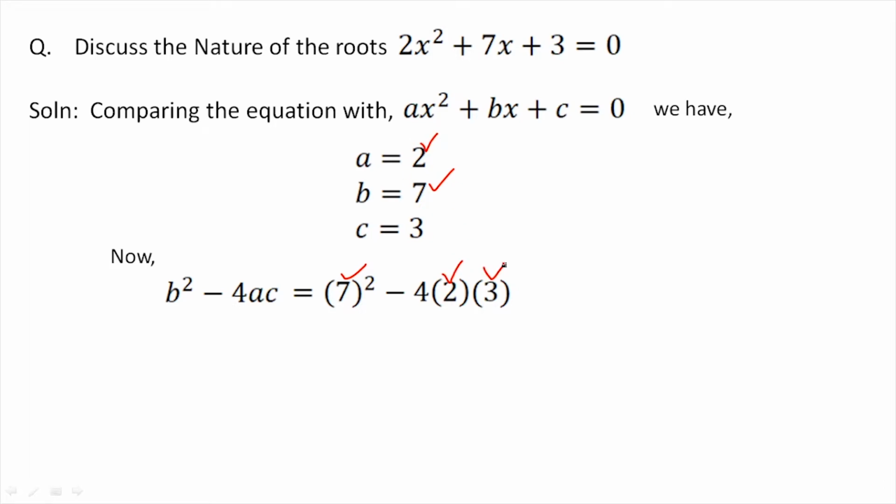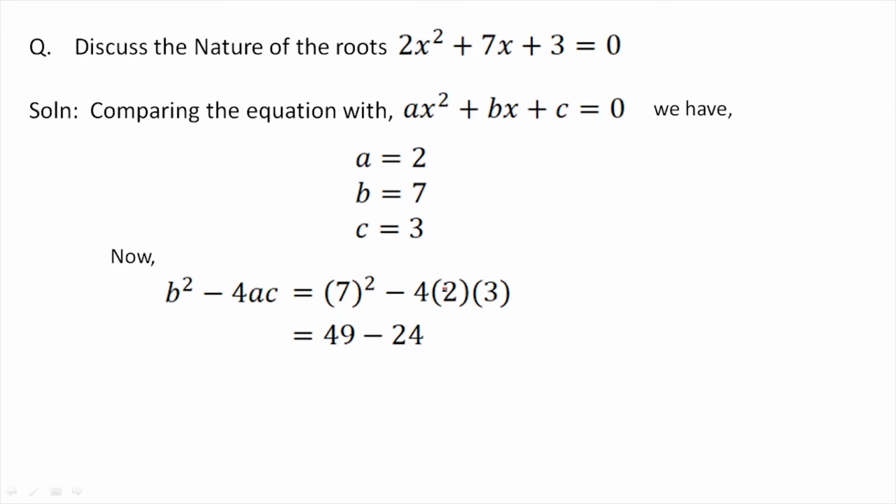We will always be using a bracket while replacing the value because it reduces the possibility of making an error. When there's a negative sign, you might make a mistake, so always use a bracket while replacing a value. So now 7 square is 49, and what is 4 into 2 into 3? It is 4 times 3 times 2, which is 24, so we get 24. While you multiply the numbers, you don't need to multiply the sign also.